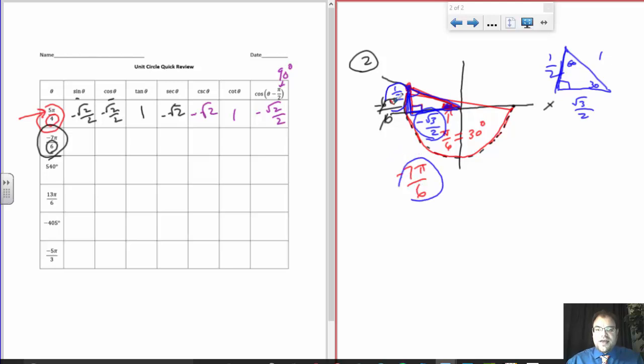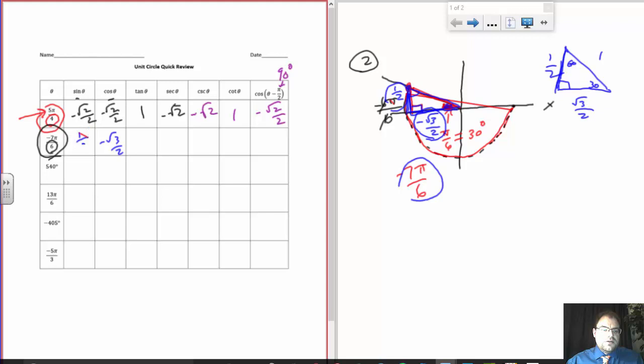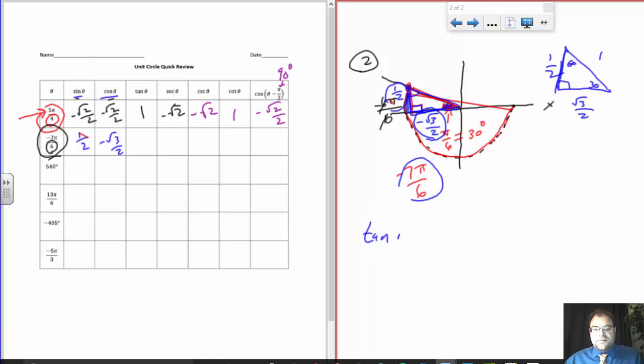So I have these two answers. The cosine is the x, which is negative root 3 over 2, and the sine is the y, which is 1/2. That's what I'm getting from these two values. So let's keep moving. The tangent, of course, is y over x, or you can call it sine divided by cosine. So it's 1/2 divided by negative root 3 over 2. So we'll find that. The tangent theta is equal to 1/2 divided by negative root 3 over 2.